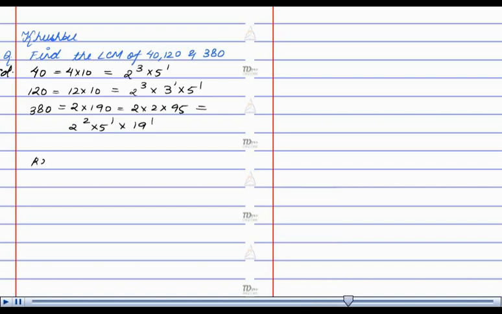The required LCM comes out to be 2 cube into 3 to the power 1 into 5 to the power 1 into 19 to the power 1, that is 2280. This is the required solution.